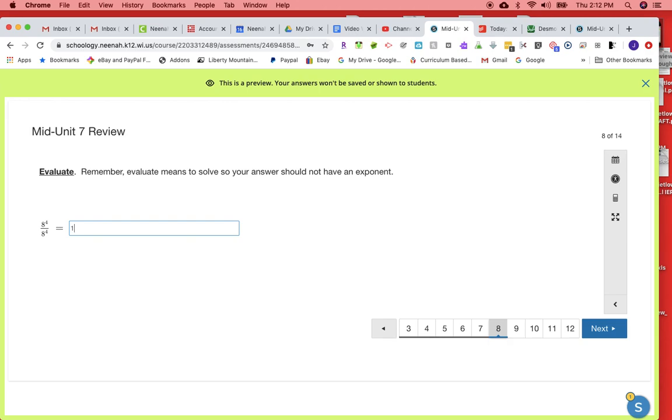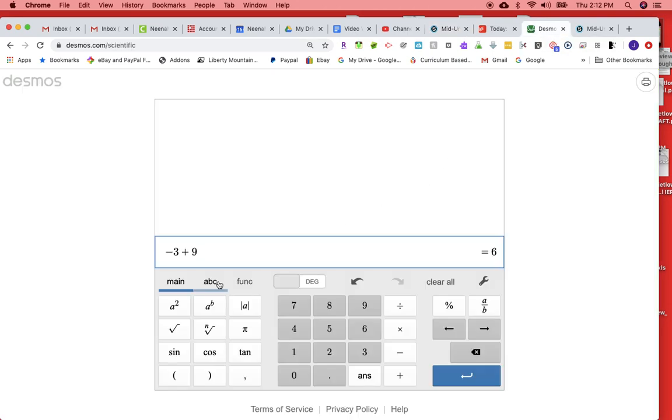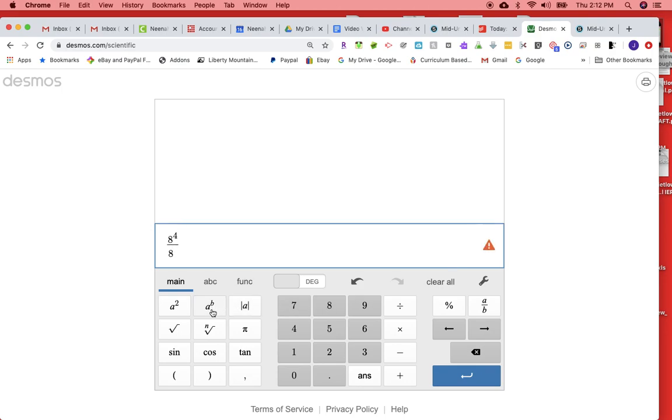But I do want to show you another method if you wanted to use Desmos. So it's 8 to the 4th over 8 to the 4th. So I'm going to do a fraction. So it's 8, exponent button, to the 4th. And then I'm going to click down here, our denominator side, 8, which is our exponent button, to the 4th, and it equals 1.